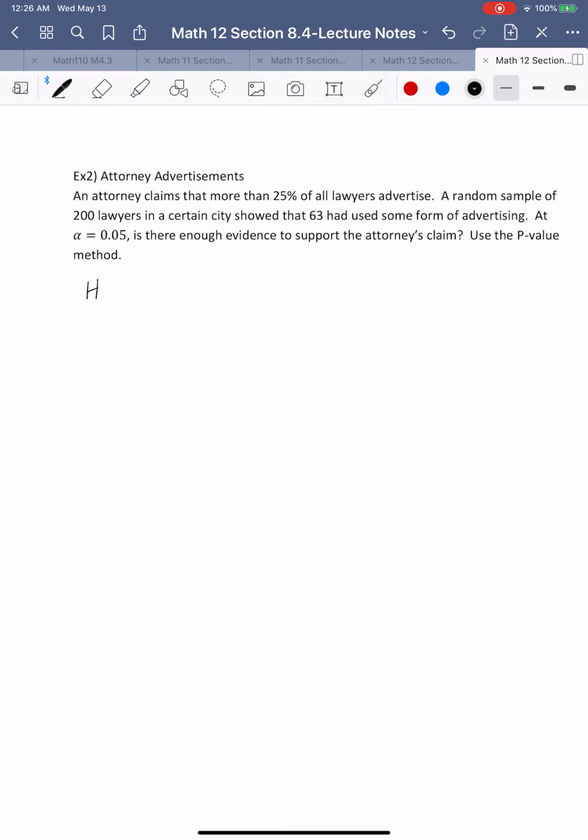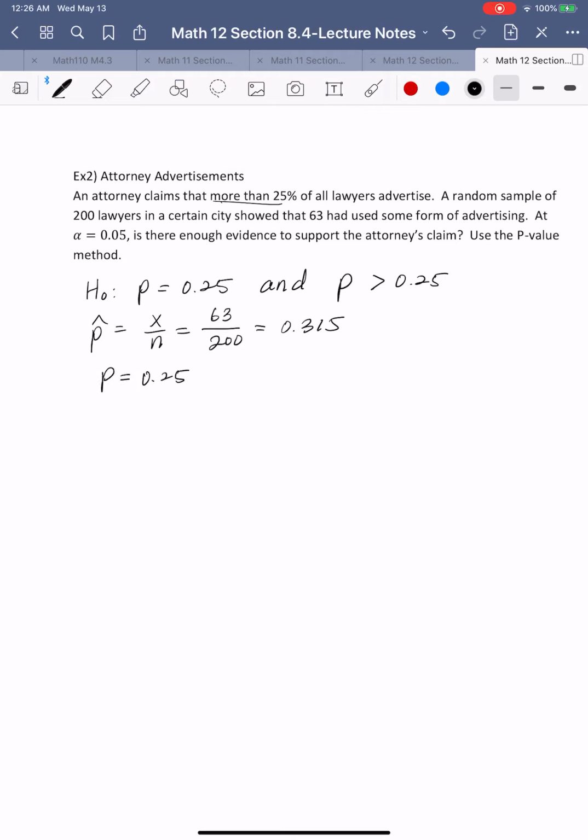So the null hypothesis is p equals 0.25, 25%, and the alternative is p greater than 0.25, which is the claim, since they said more than 25%. p-hat is x over n, so 63 out of 200, which is 0.315. p is 0.25, which means q is 1 minus p, so 0.75.